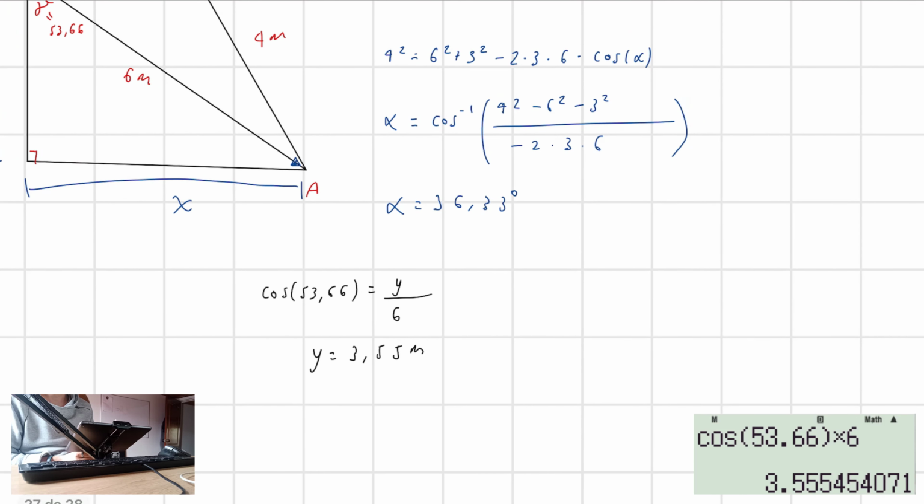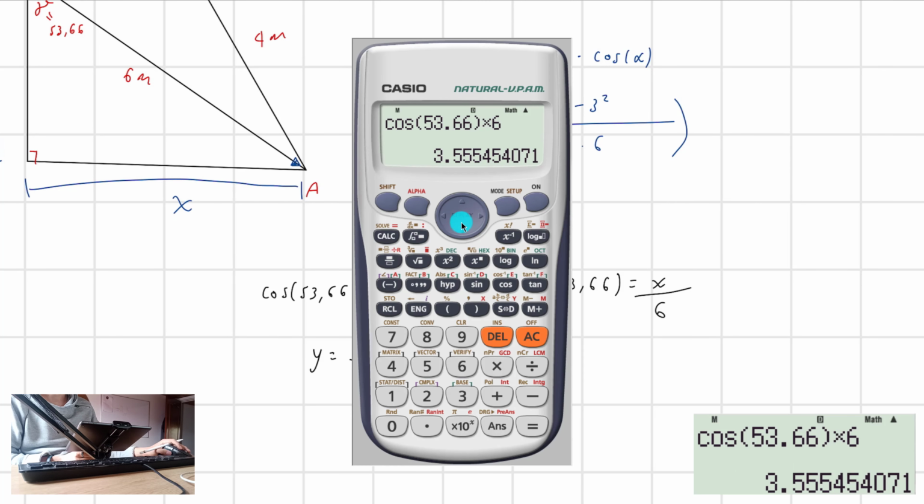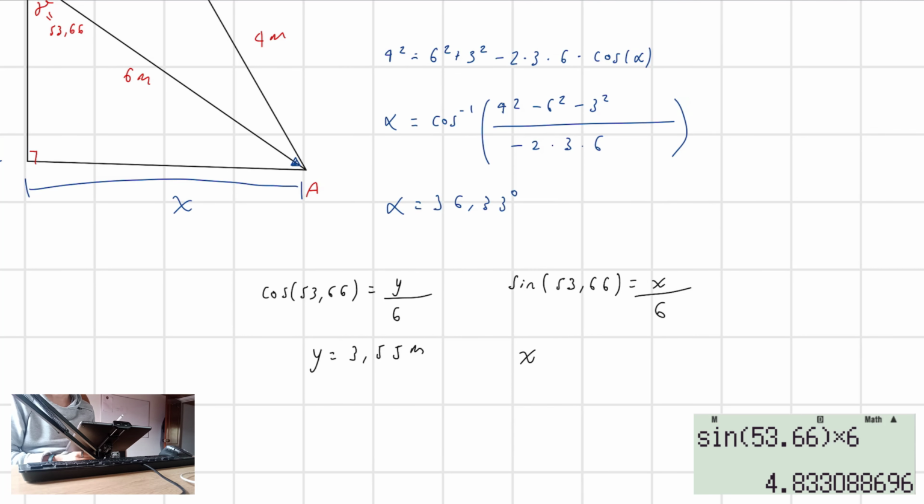And in the case of x, we have that the sine of 53.66 is equal to x divided by 6. So x is basically the same equation but with a sine. Remember, you have to make sure that you are working in degrees. Now x is equal to 4.83.